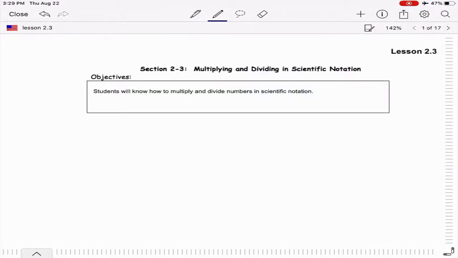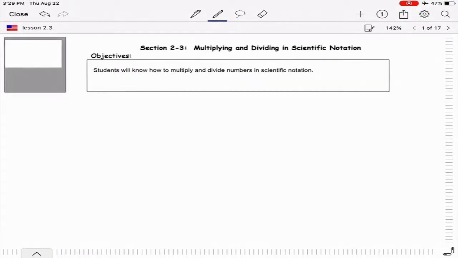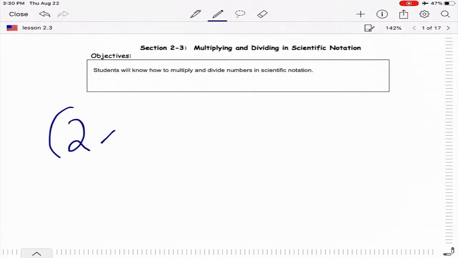So in today's lesson, students will know how to multiply and divide numbers in scientific notation. The good news is, because you're multiplying and dividing, there are fewer rules. When you added and subtracted scientific notations, the exponents had to be the same, which all your problems were, and then you had to keep the exponents alone and add the a's. Here, it's slightly different, so I'll make up an easy problem to go over.